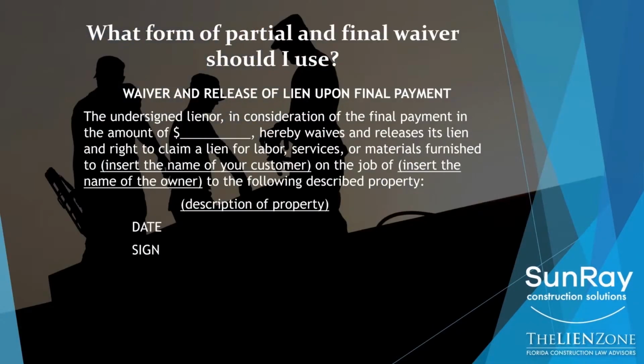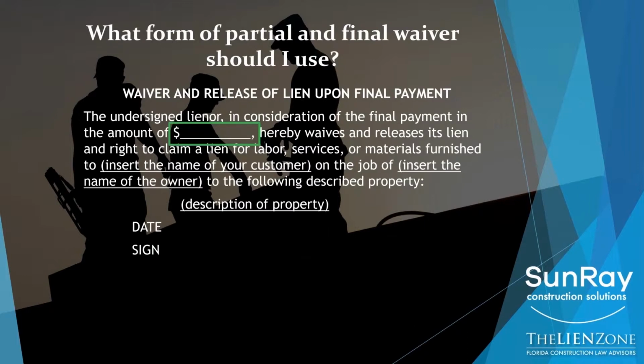So let's look at a statutory final payment release. It only has one real section that matters, and that's the amount of money. Again, whether it's $20,000, $50,000, but notice it has no through date, and it doesn't have that last sentence, which has the reservation for retainage and work or materials after the date.